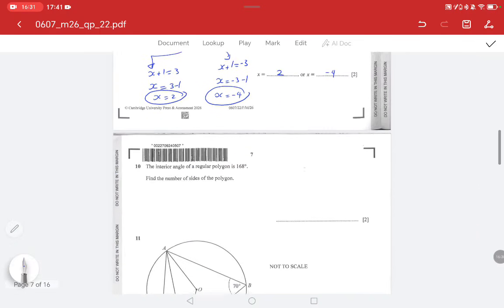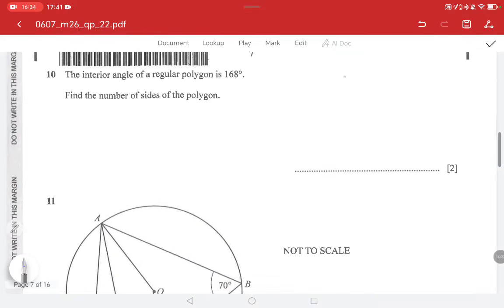Okay. Next one, question 10. Question 10 says the interior angle of a regular polygon is 168, and find the number of sides. First of all, usually when you have this, it's better to find the exterior angle first. The interior angle plus the exterior angle equals 180 degrees. So the exterior angle is 180 minus 168, so the answer is 12. So this is 12 degrees, the exterior angle.